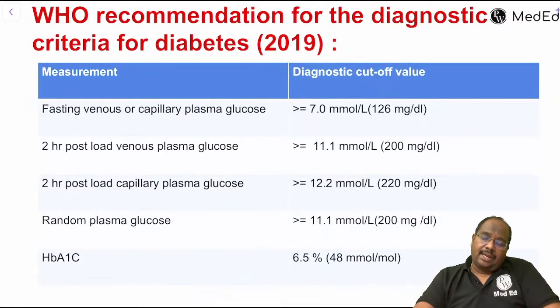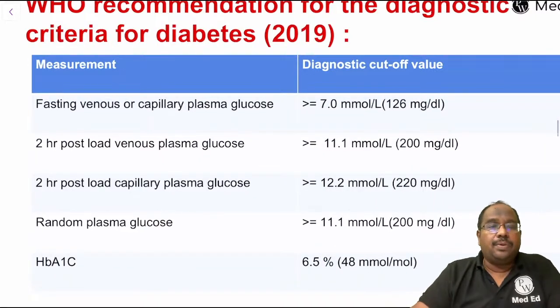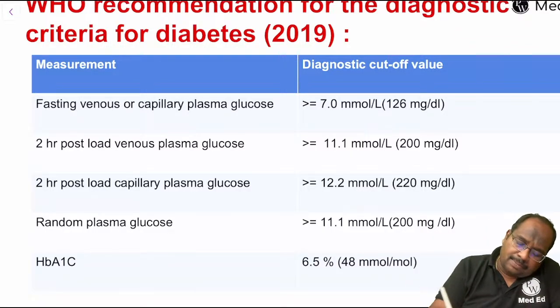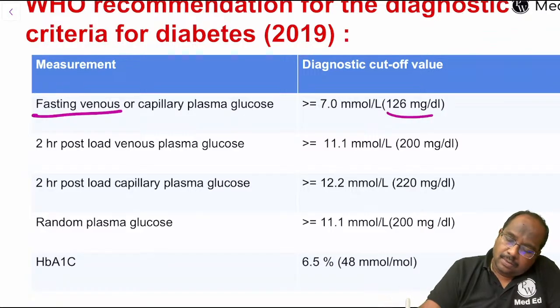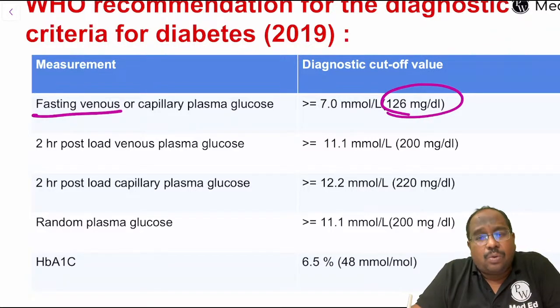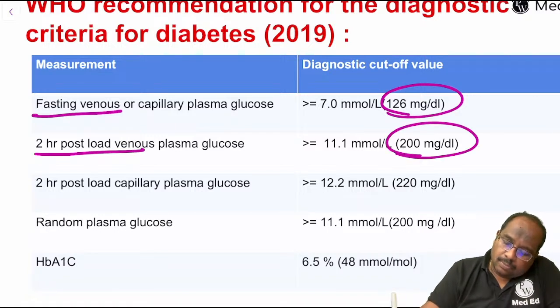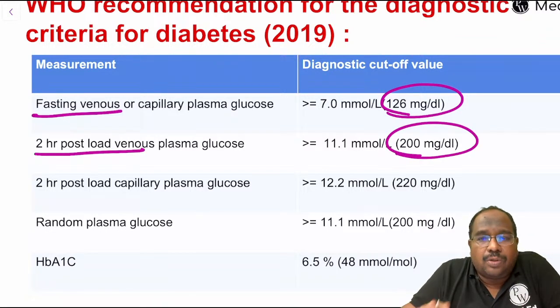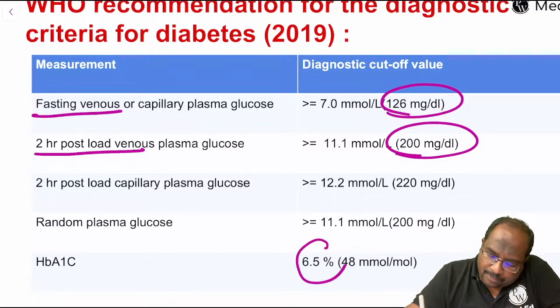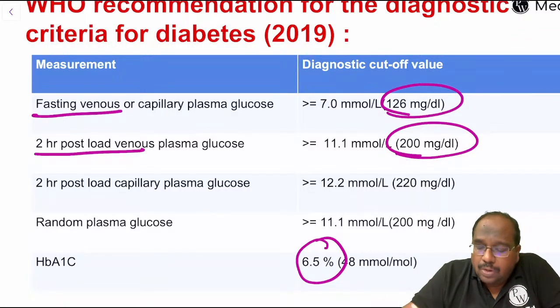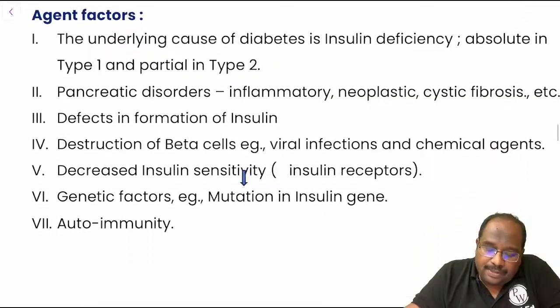So what is the criteria to call it diabetic? Cutoff values according to the Park textbook, where they have given the WHO recommendations: fasting blood sugar, venous blood, overnight fasting, more than 126; 2-hour post-load venous more than 200 milligram. So both are fulfilled. If you are looking at HbA1c, if it is more than 6.5%, we can think of diabetes. Now, what are the risk factors for diabetes?